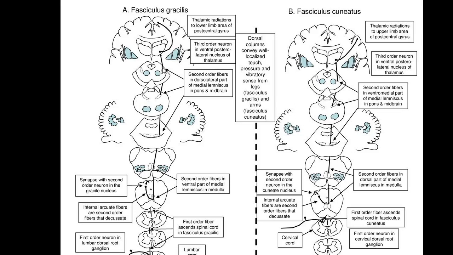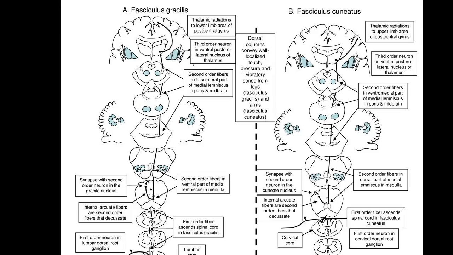And from here, the third order neurons arise and they pass to the cerebral cortex as thalamic radiation. From the fasciculus gracilis, the thalamic radiations go to the postcentral gyrus. They carry the lower limb.